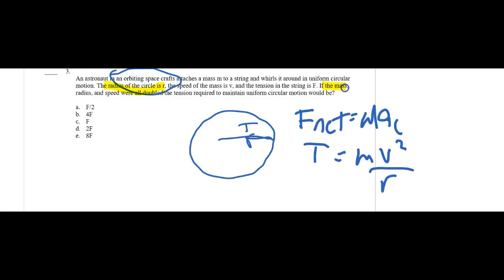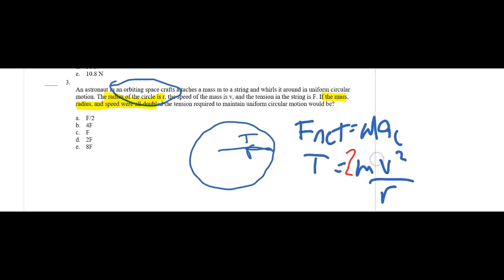So in this one, if the mass, radius, and speed were all doubled, what would happen to the tension? So here, let's see, mass is doubled, velocity is doubled. Anytime you have a v, it has a v squared, so I have to do this, and r. Okay? So I got 2 and 2, those cancel, so the tension has a 2 squared, which is 4. So this should be 4F.